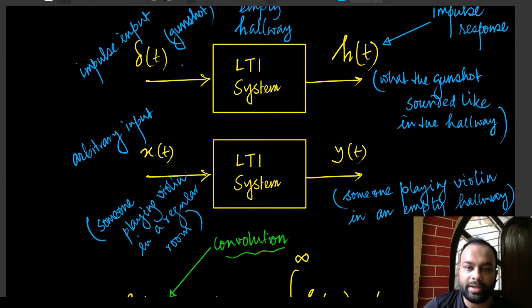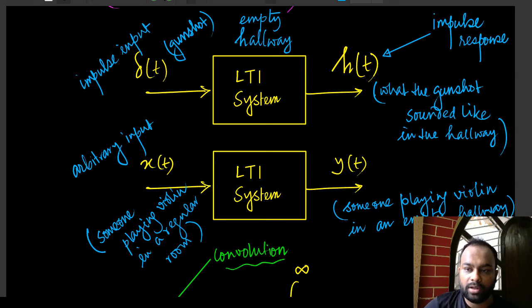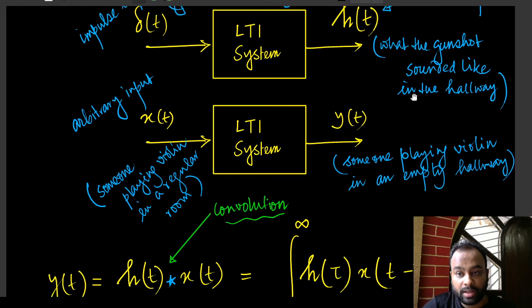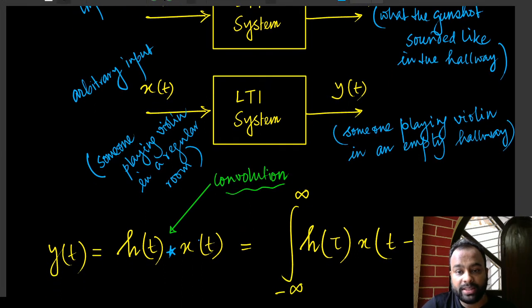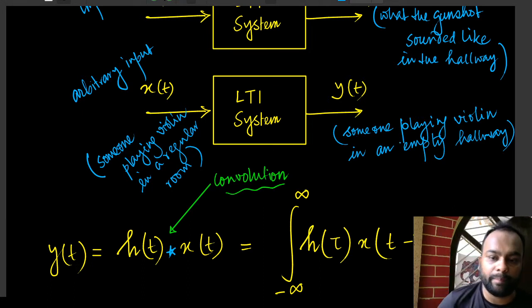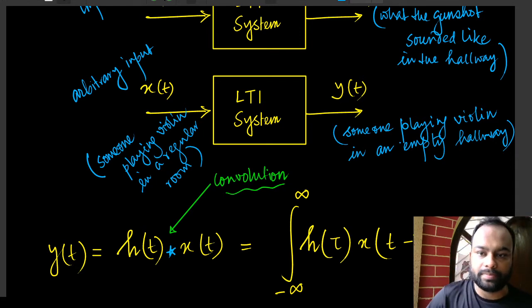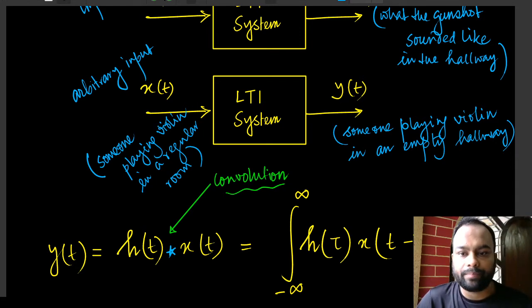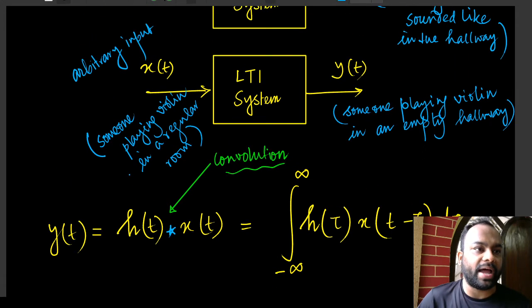So someone shot a gun in the empty hallway. That was the impulse input, and the sound recorded from the empty hallway of the gunshot, what the gunshot sounded like in the empty hallway, was the impulse response. And we did a convolution operation with the input. The input was someone playing a violin in a regular room, and the convolution operation gave me the output. And what was the output? As if someone were playing the violin in the empty hallway. That is what happened, mathematically speaking. I think the idea is clear now. Please let me know if the idea is clear up to this point before we actually move forward.